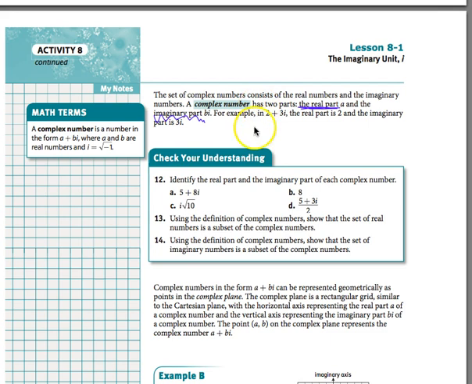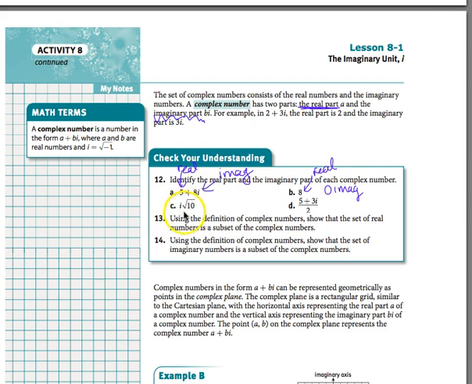So here they tell you in the complex number 2 plus 3i, 2 is the real part, 3i is the imaginary part. So if we look at A, 5 would be the real part, 8i would be the imaginary part. On B, 8 would be the real part, 0 would be the imaginary part, because if there is no bi, that means that b was 0. So 0 would be the imaginary part there.